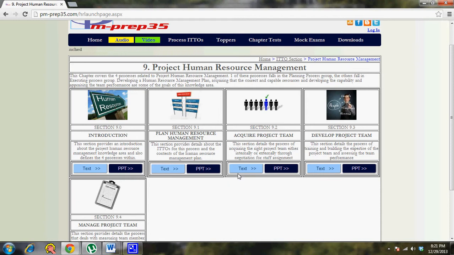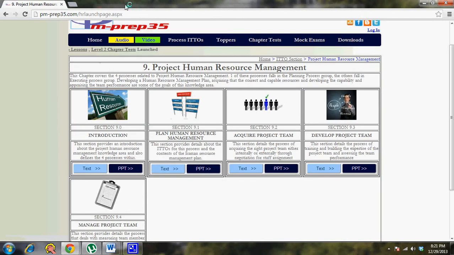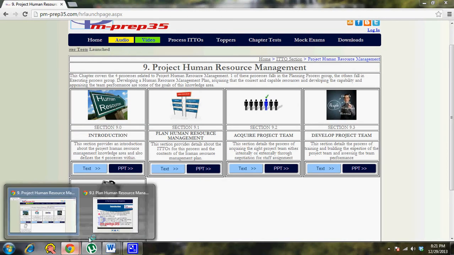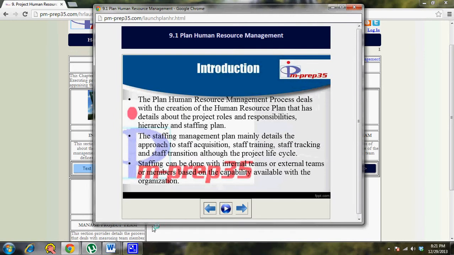So ideally in a human resource plan you can find details about the roles and responsibilities of the project, organization breakdown structure, how you would acquire the project team that you need, and how you would develop the project team in terms of training requirements, rewards and recognition, and how you would manage the project team in terms of appraisal. These are all covered in the human resource management plan.